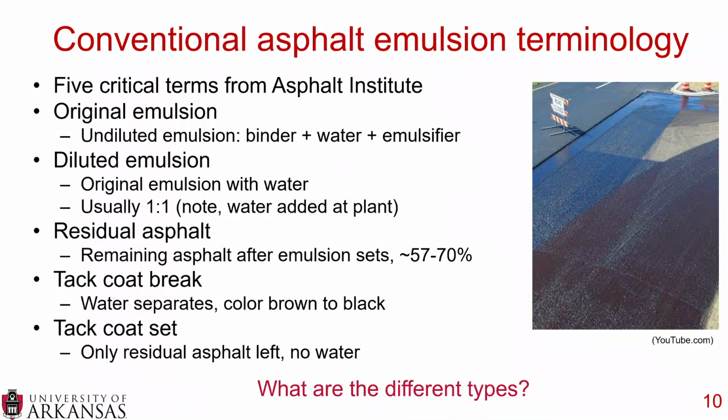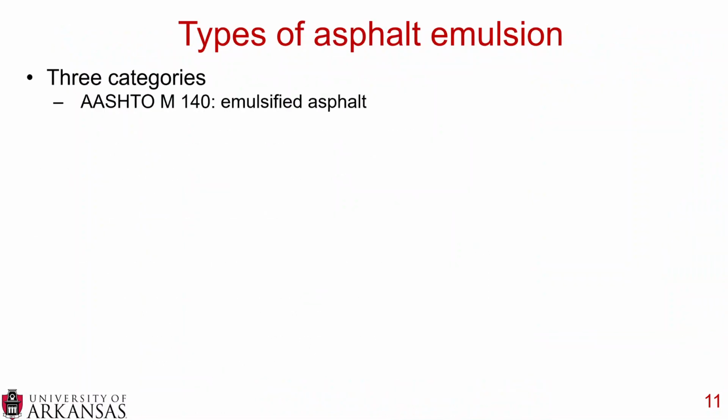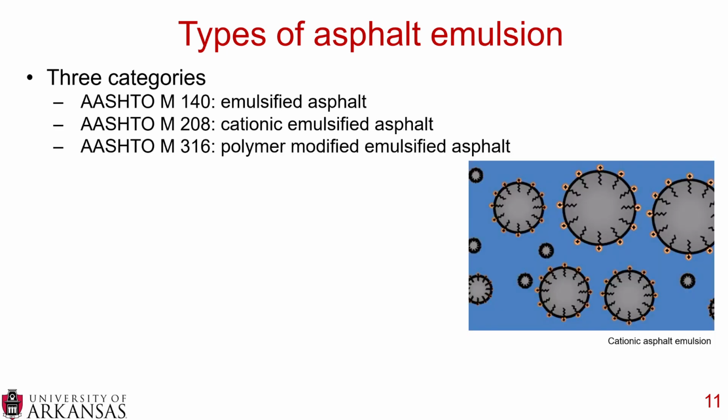So what are the different types of asphalt emulsion? Well, there's 3 categories. We have AASHTO M140, and this is simply emulsified asphalt. AASHTO M208 is cationic emulsified asphalt, and cationic emulsified asphalt or cationic asphalt emulsion has positive charges that are preventing the asphalt binder droplets from joining together, as seen in that image. And then AASHTO M316 is polymer modified emulsified asphalt.